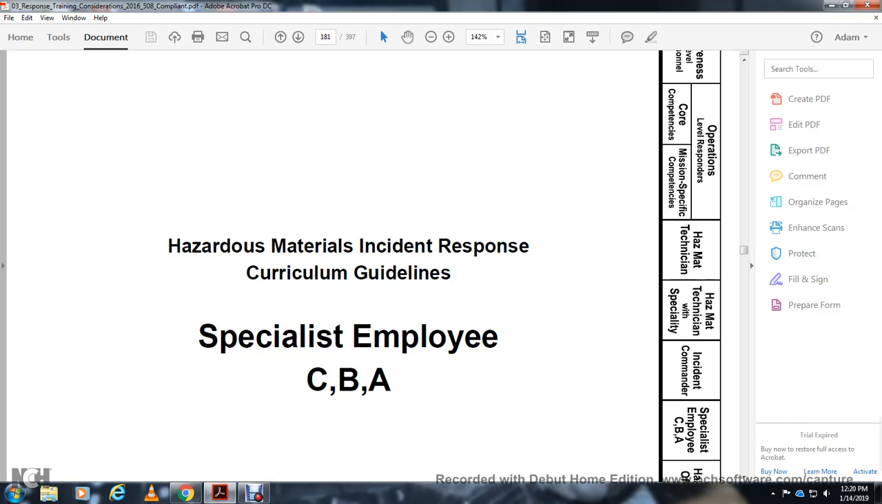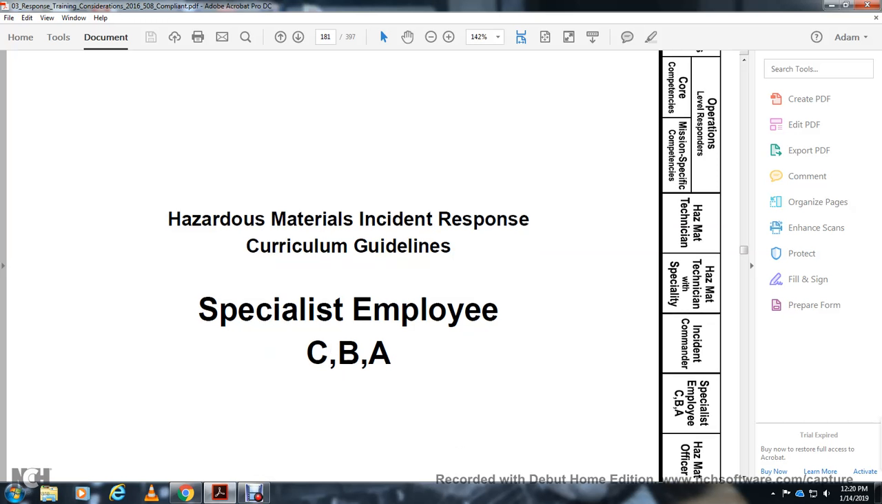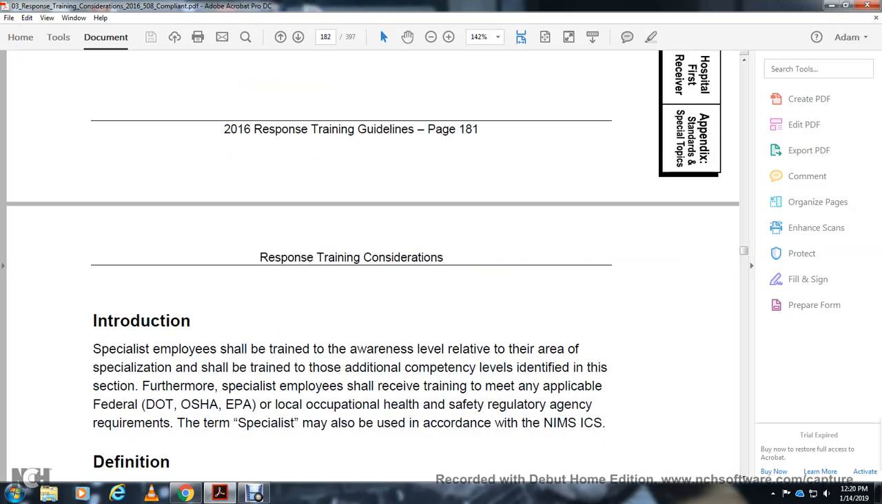Hazmat Incident Response Curriculum Guidelines: Specialist Employee C, B and A. Introduction: Specialist employees should be trained at the awareness level for the relevant area, with additional competency levels identified for the specialization.